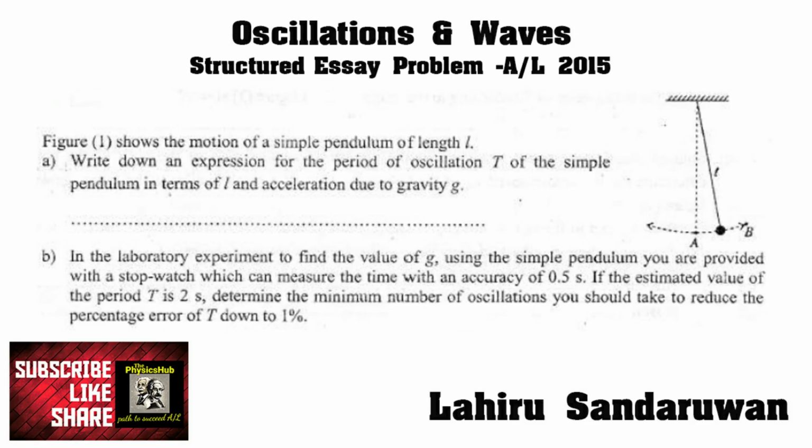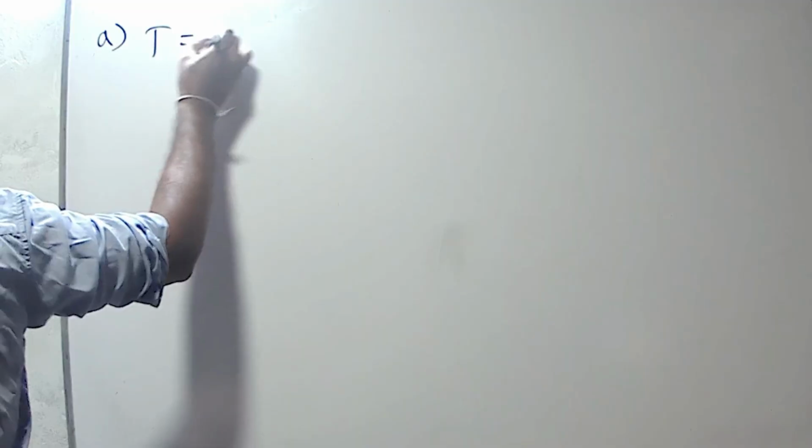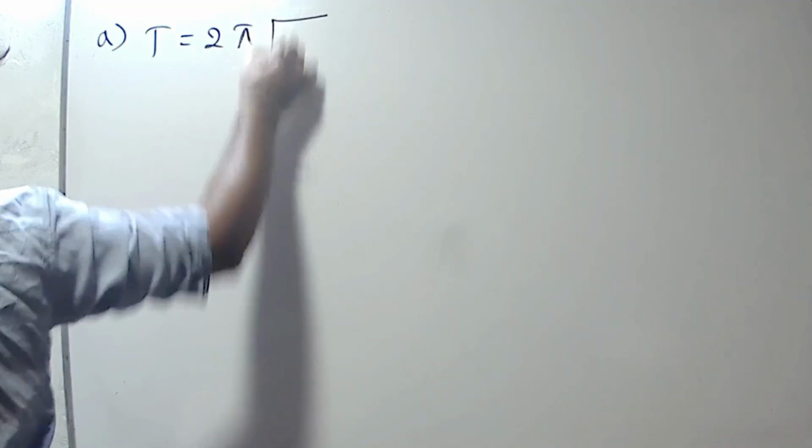Figure 1 shows the motion of a simple pendulum of length L. Part A. Write down an expression for the period of oscillation T of the simple pendulum in terms of L and acceleration due to gravity g. T equals 2 pi root L over g.